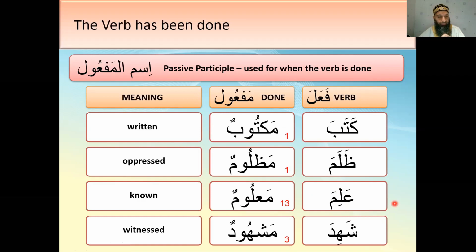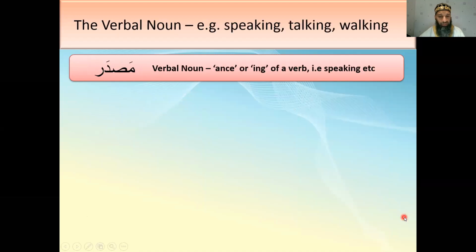Now, if you put a ha at the end, that's luma. I don't know. I've not seen it. If it does come, it's very rare. I'm not sure about that. We might see something in the Quran. Let's just do the next one.